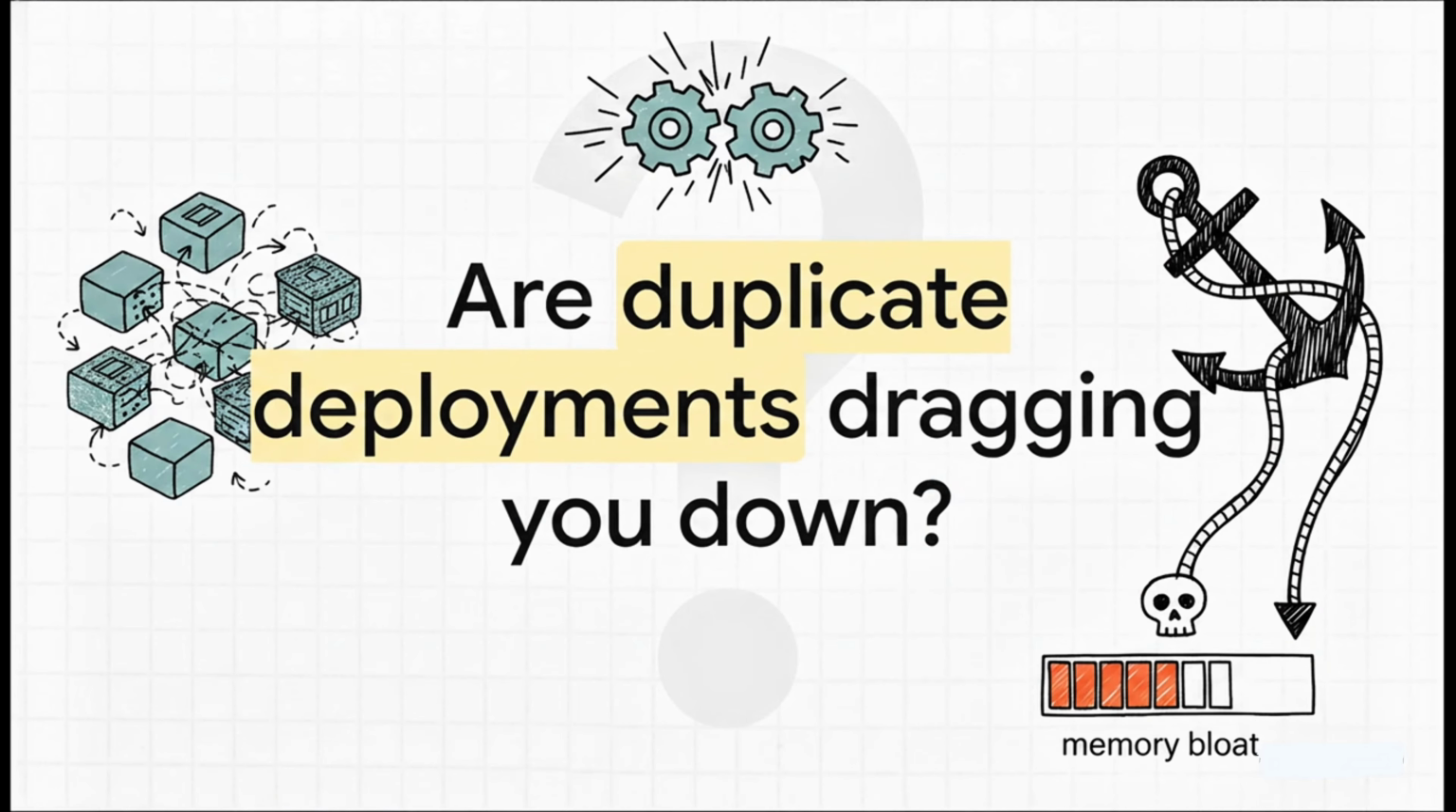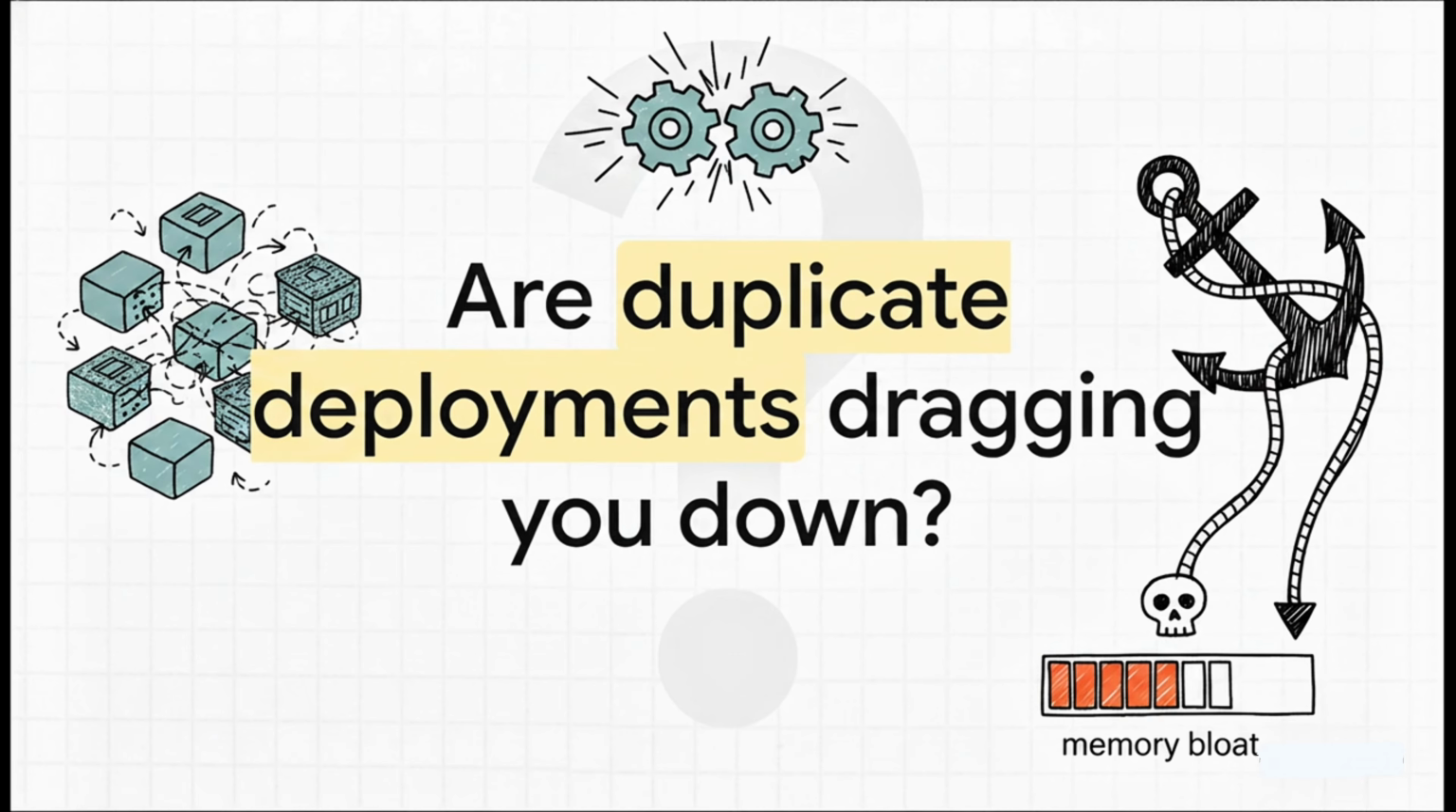Look, if you've been working with Kubernetes long enough, you know the exact pain I'm talking about here. You deploy a monitoring stack, and suddenly, you're fighting your own tooling. Are duplicate deployments springing up out of nowhere like weeds? Is memory bloat randomly dragging down your cluster nodes?